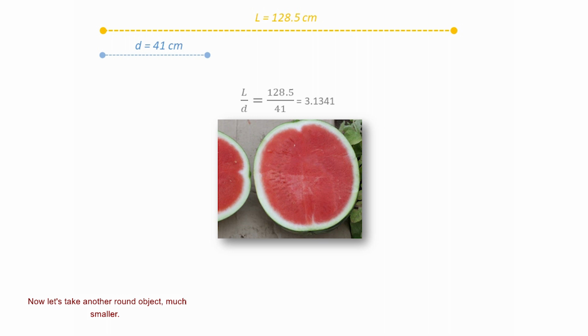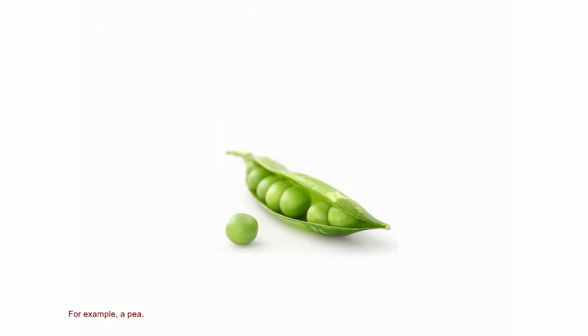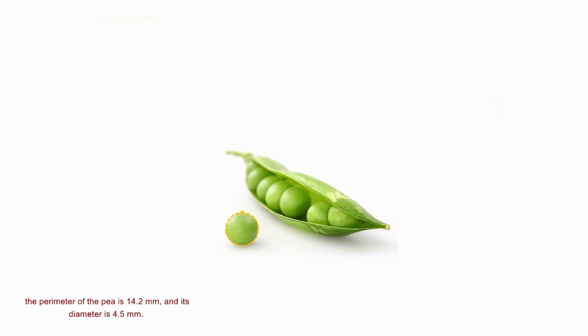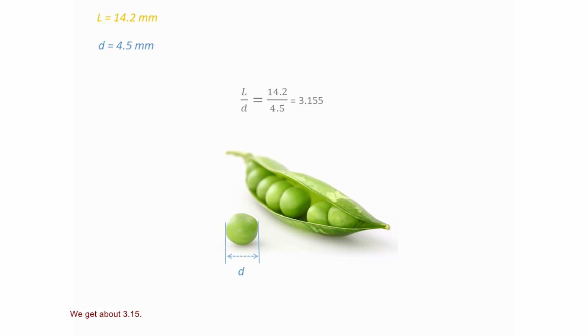Now let's take another round object, much smaller, for example a pea. Accurate measurement of a pea is problematic, of course, but we asked a friend who is a gnome to help. He has performed everything and reported that the perimeter of the pea is 14.2 millimeters and its diameter is 4.5 millimeters. Well, let's divide the first number by the second one. We get about 3.15.